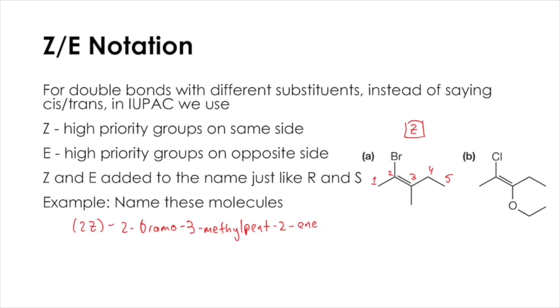Now for the second one, looking at this carbon, chlorine is higher. Looking at this carbon, oxygen is higher. So this one is an E double bond. So now naming him, we have 2E, 2 chloro, 3 ethoxy, because there's 2 carbons on this group, pent, 2 ene.